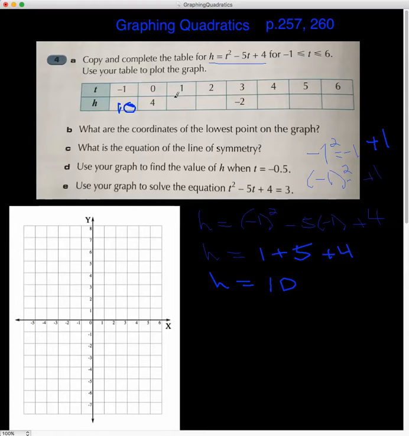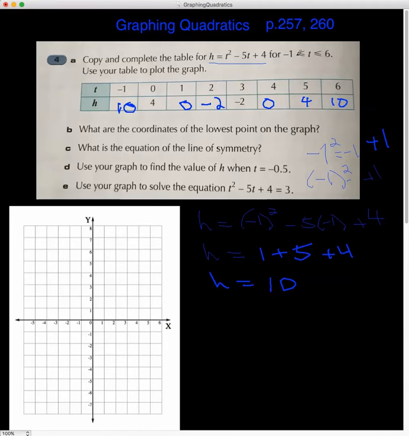I have all the other ones listed out here. So for 1, I got 0. For 2, you should get -2. For 3, you also get -2. For 4, you get 0. For 5, you get 4. And for 6, you get 10.